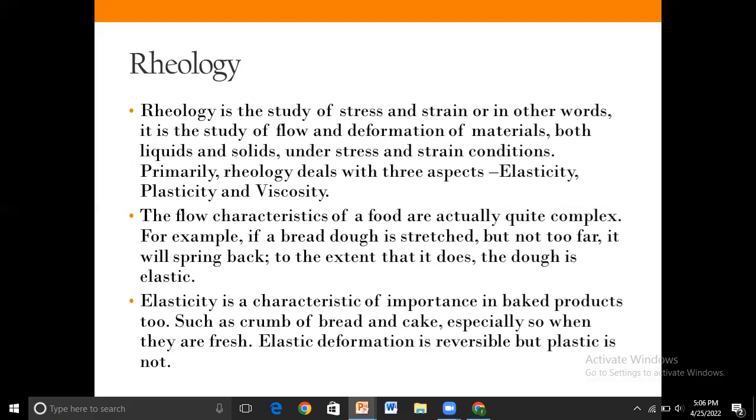Now the flow characteristics of the food are actually quite complex. For example, when you're kneading a dough for a bread, you can see that it's supposed to be elastic, right? When you stretch the bread dough, especially when you have added a lot of yeast, and it has leavened and doubled or tripled in size, when you stretch it, it will just spring back to its original position, right? So that means it is elastic. Elasticity is a characteristic of importance in baked products, such as the crumb of bread and cake, especially when they are fresh.